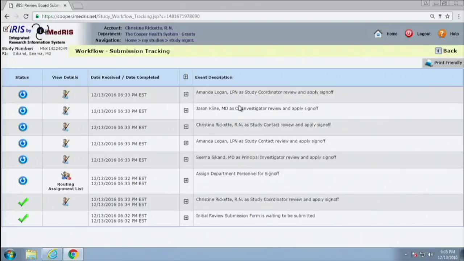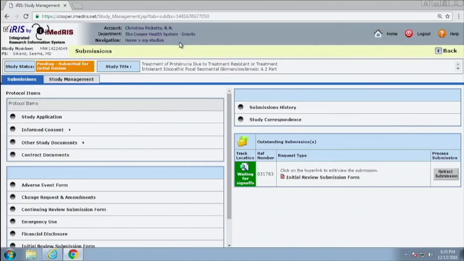So hopefully you included everybody, and you don't want to pull anybody off, because once these are all signed and it's being routed, and you say, oh, I want to remove Amanda Logan, you have to retract this whole submission, and anybody who signed off has to sign off all over again. And that's it. Anybody have any questions?